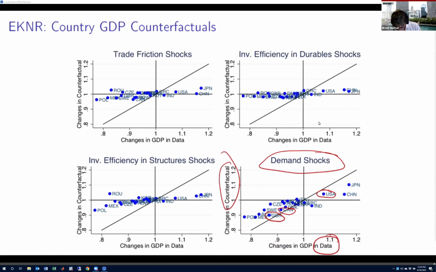On the other hand, if you look at Poland, or China, which are way off the y equals x line, this model suggests that those are countries where you need something other than demand to explain what happened.